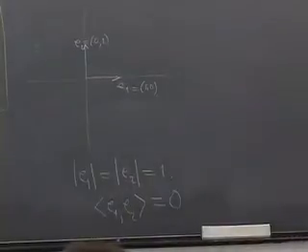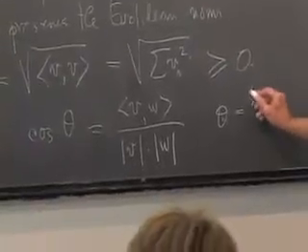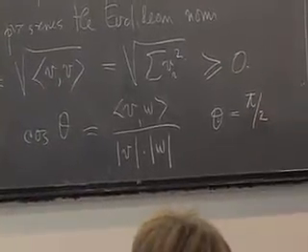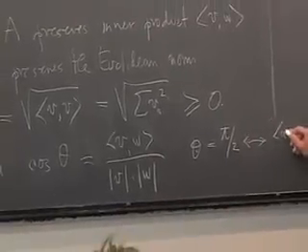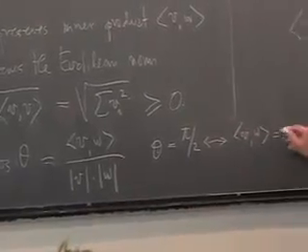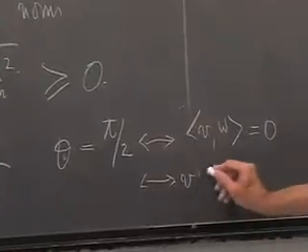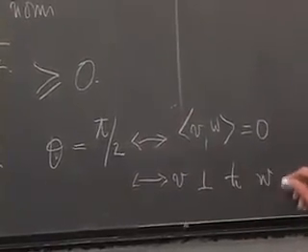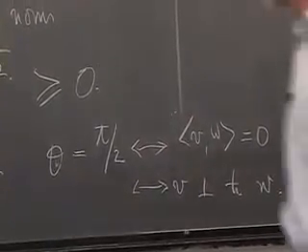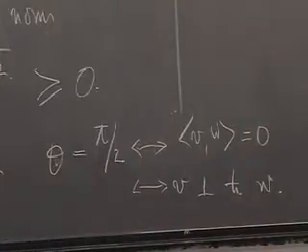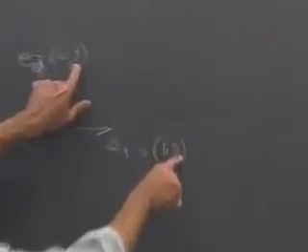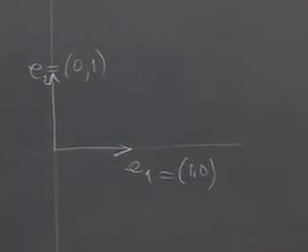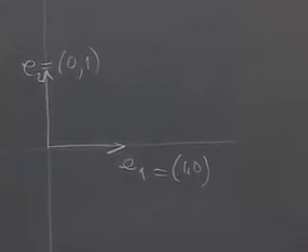By the way, we see that theta is equal to pi over 2, so 90 degrees, so the vectors are orthogonal if and only if (v, w) is equal to 0, if and only if v is orthogonal to w. So orthogonality just means that the inner product is 0, and if you take the inner product of these vectors, you get 1 times 0 plus 0 times 1, so you get 0. So they're orthogonal vectors of length 1.